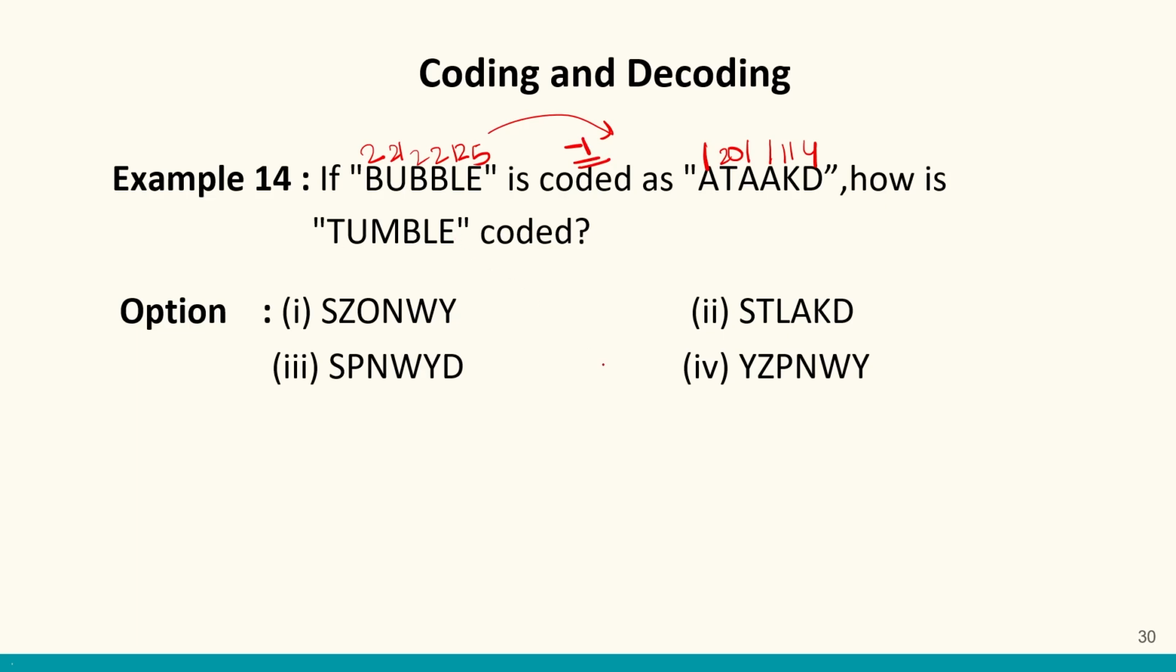So we'll do the same thing for tumble. T is 20th position. U is 21. M is 13. B is 2. L is 12. And E is 5. And we have to go one position backward. So our code will be S, T, L, A, K, and D. So our answer will be STLAKD, which is option number 2. So option number 2 will be the correct answer.